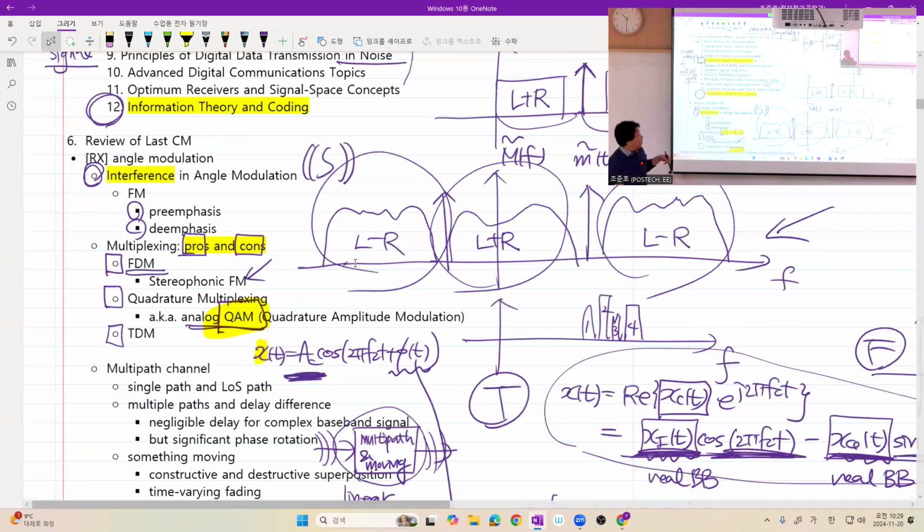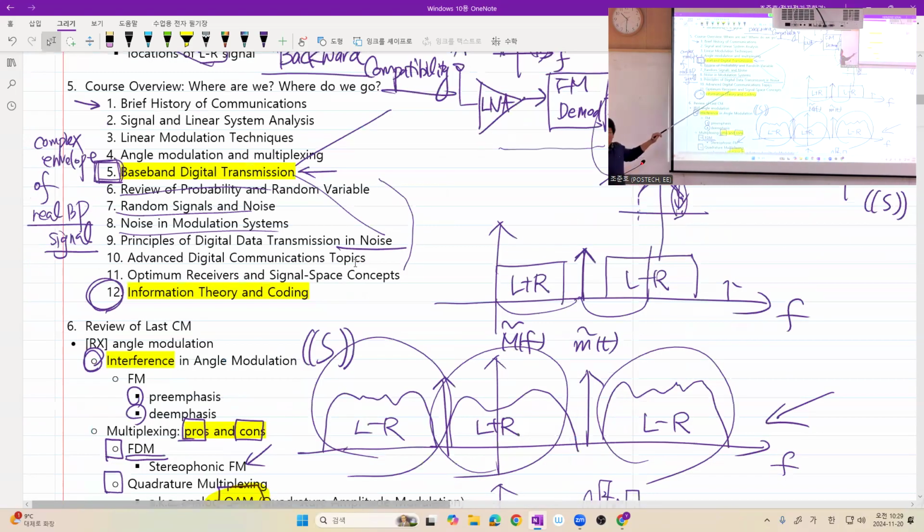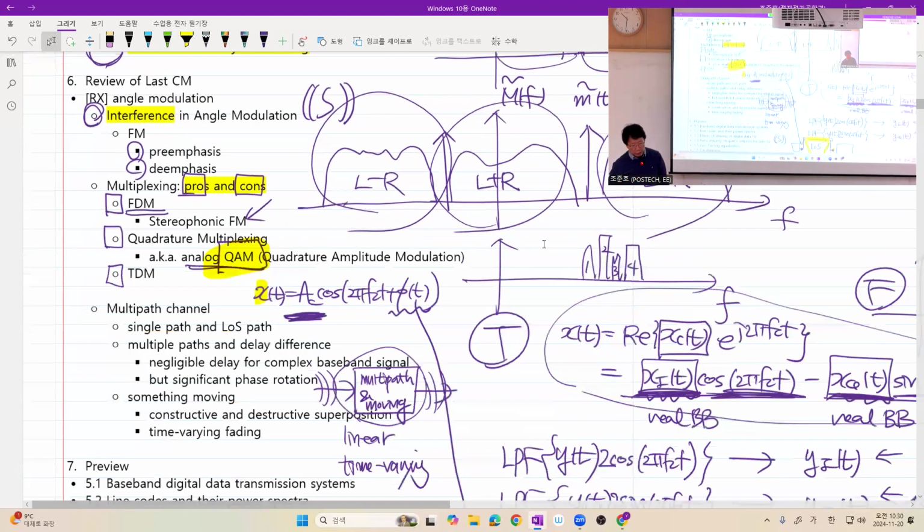This chapter 12, information theory, is better to be covered in this course than these things which are covered in digital communication. That's what I believe. So I'm going to combine these two chapters, even though for a few class meetings, I will mostly talk about this topic and add some ideas about information theory.